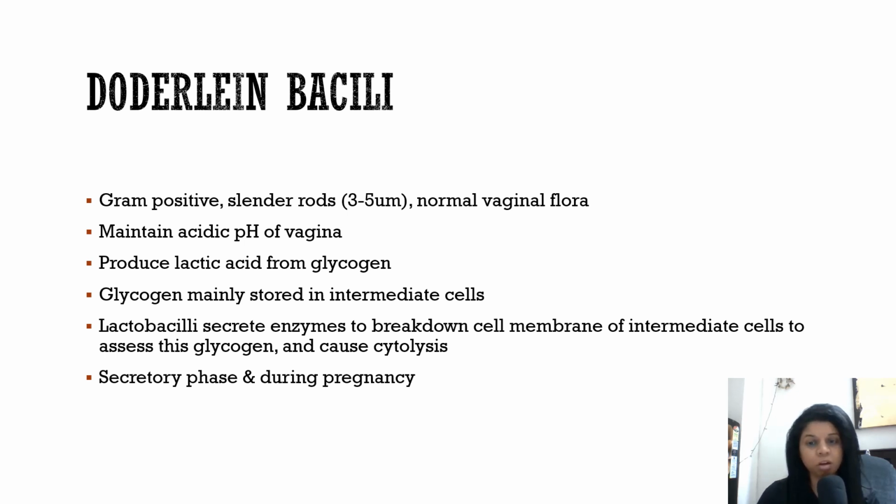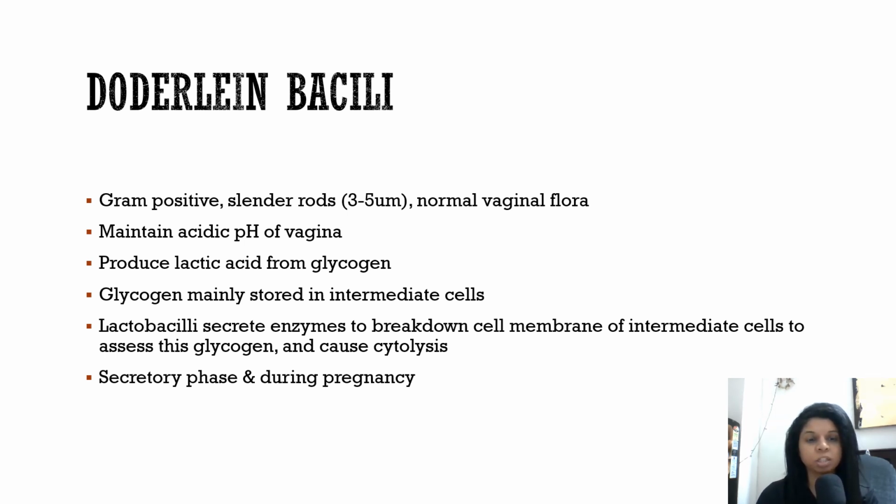While breaking down the cell membrane, there is cytolysis that is caused. That is how we see in a secretory phase so much of intermediate cells that have undergone cytolysis, and then you see cytoplasmic fragments as well as the bare nuclei in the background and a lot of lactobacilli. Why do we maintain an acidic pH for the vagina? Because it is protective against infections. Because during sexual intercourse, there is a chance of a lot of breakage of the epithelium and infections to come in.